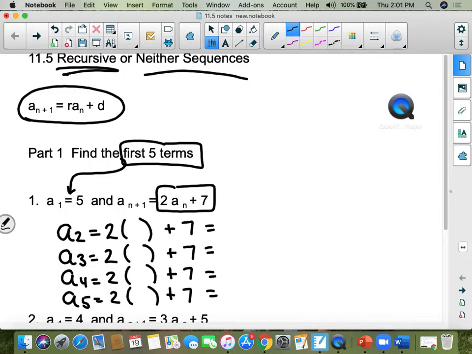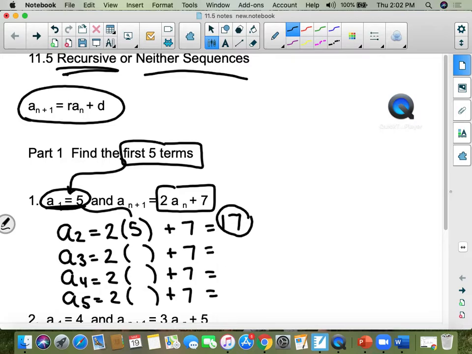Okay, what's a recursive or a neither sequence? So basically, what you need to do is they give you the first term, and you start this by putting a 5 in there. 2 times 5 is 10, and 10 plus 7 is 17. The first term is 5. The second term is 17.